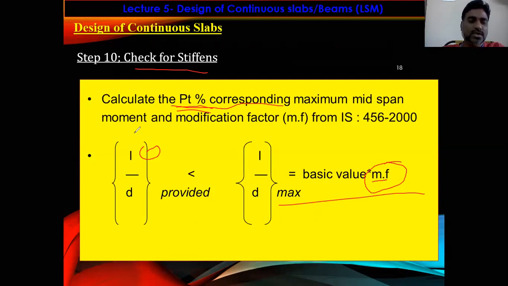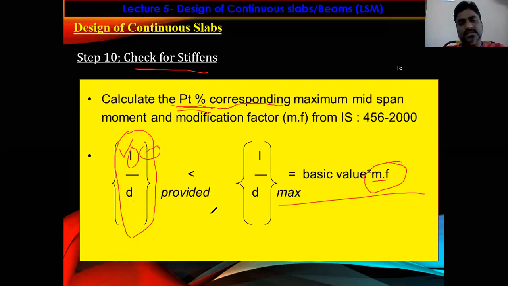Similarly, calculate the actual L effective by D ratio of the slab. Generally, for slabs, we consider the L effective in the shorter span direction. In a two-way slab also, we need to consider it in the shorter span, as per IS 456.